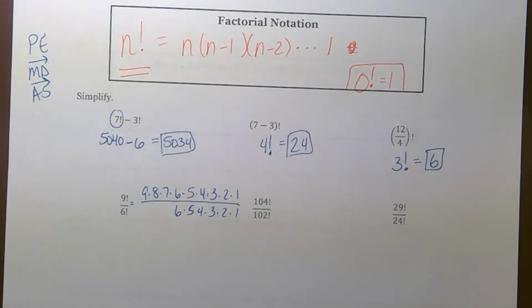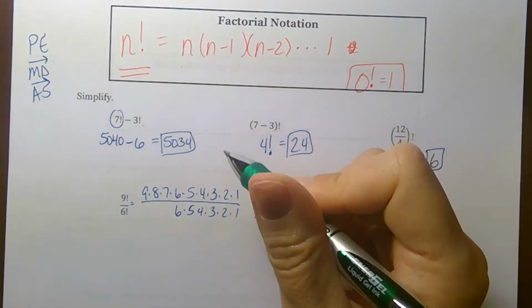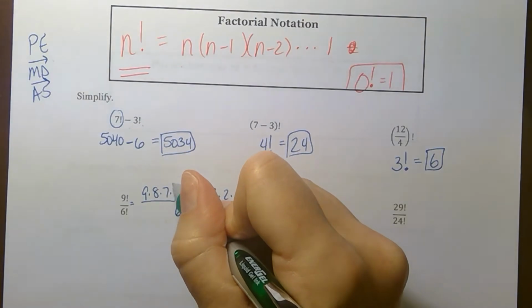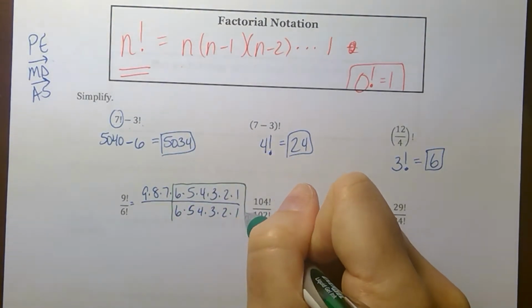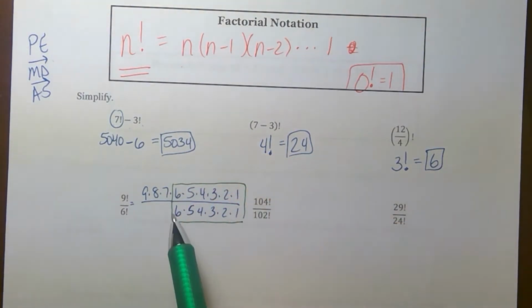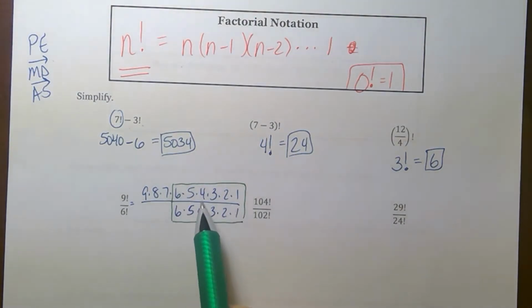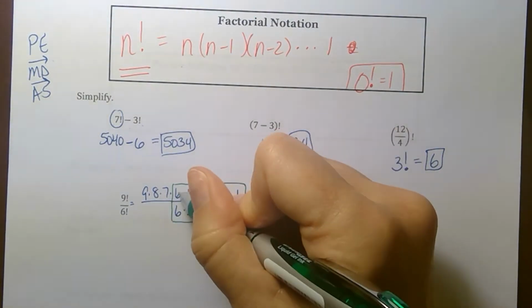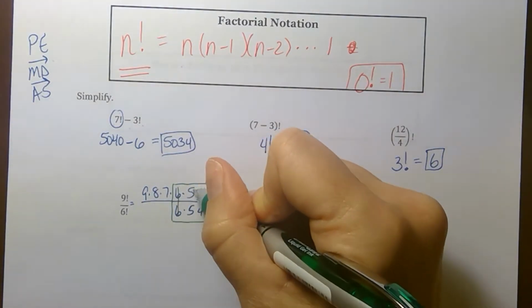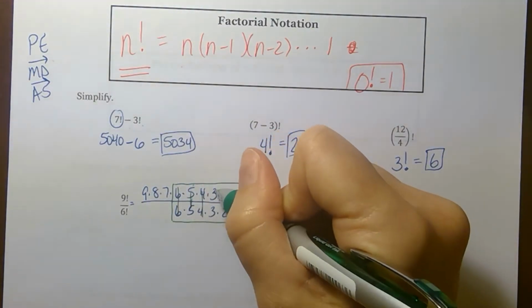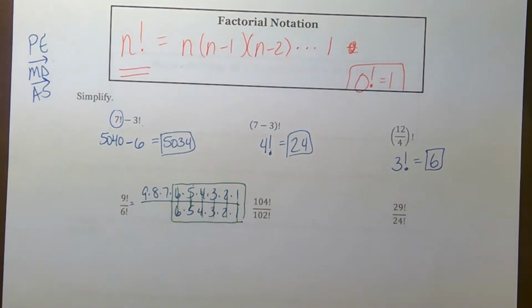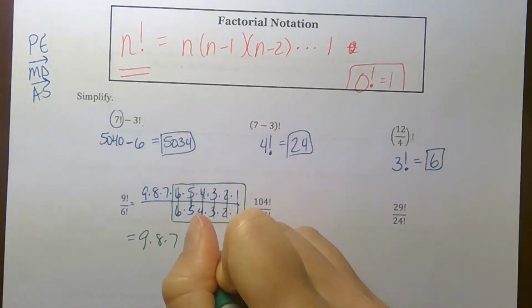What do you notice about this problem? Well, I have common factors in my numerator and denominator. 6 times 5 times 4, and so on, is basically 6 factorial over 6 factorial. Anything over itself is 1. All of that is going to cancel out. It's going to divide to 1. And what I'm left with is just 9 times 8 times 7, which is 504.